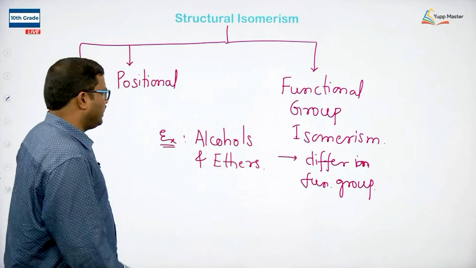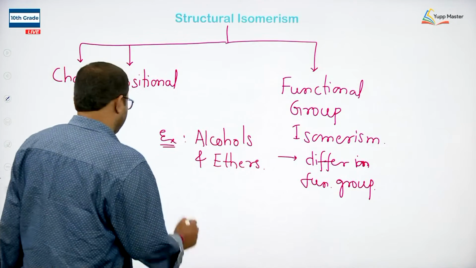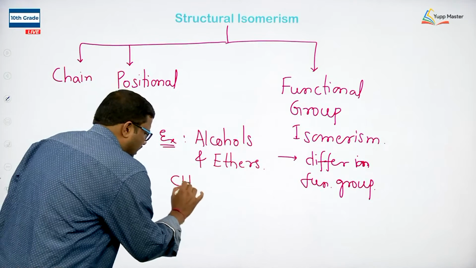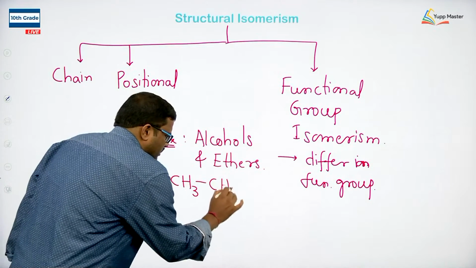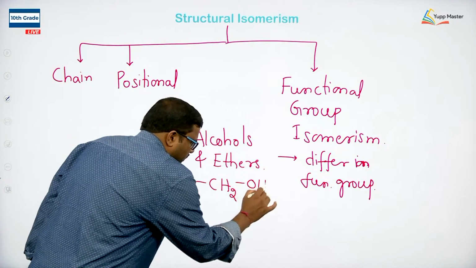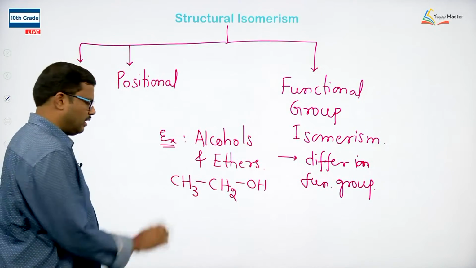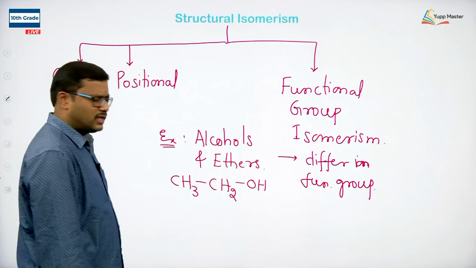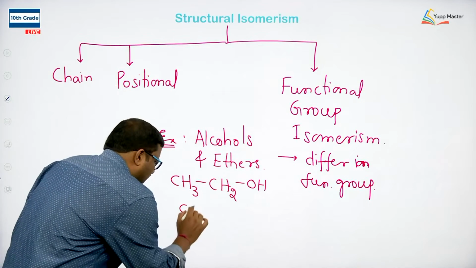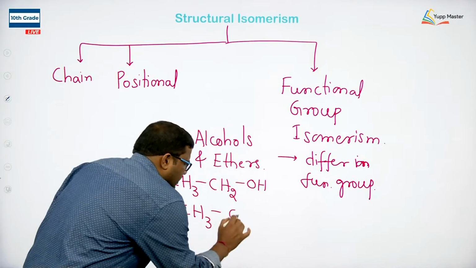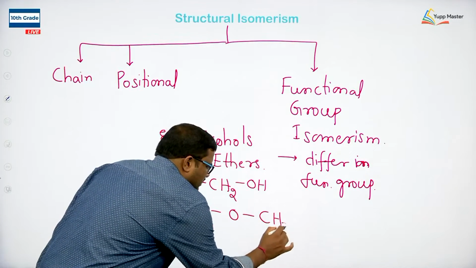Let me write an example so that you can understand. Let us take ethyl alcohol, CH3CH2OH. ROH is the alcohol functionality. The ether you can write as dimethyl ether, that is CH3OCH3, which is an ether.